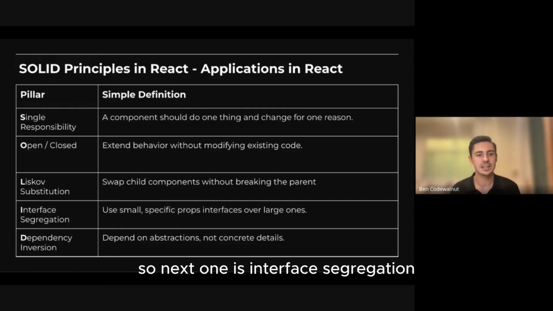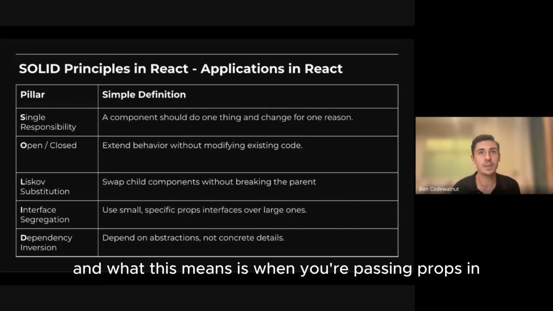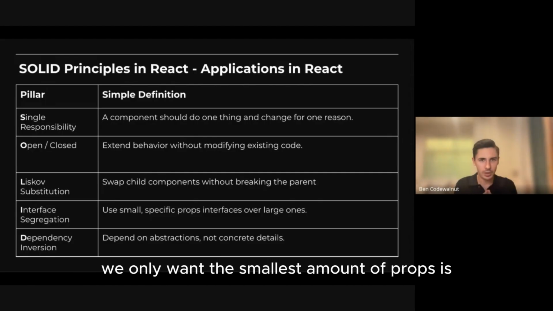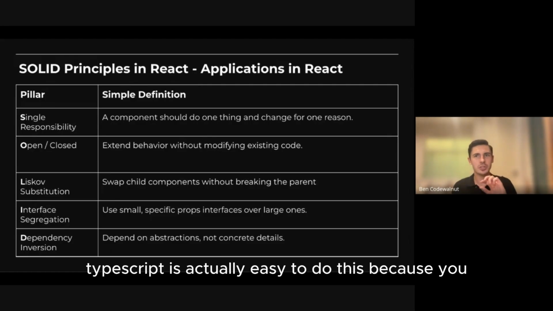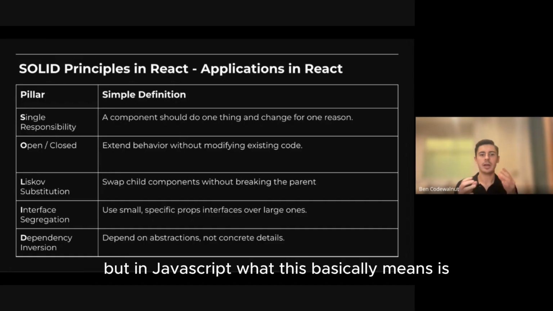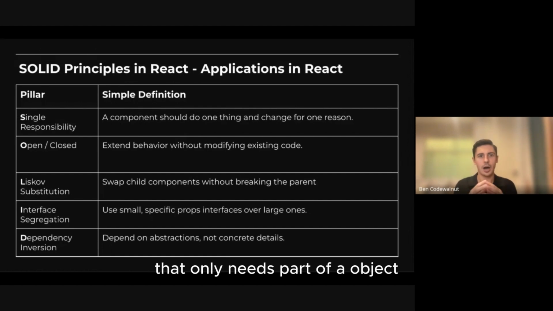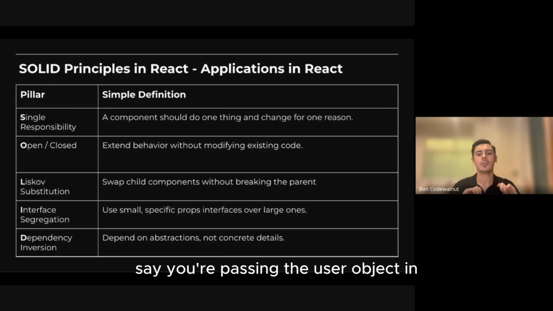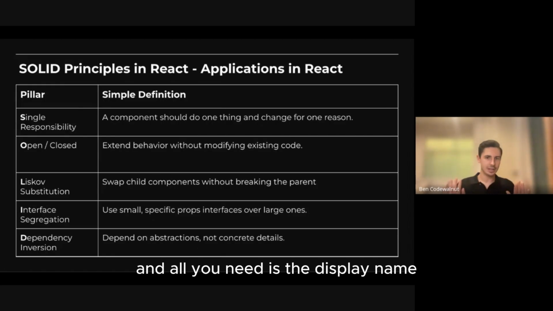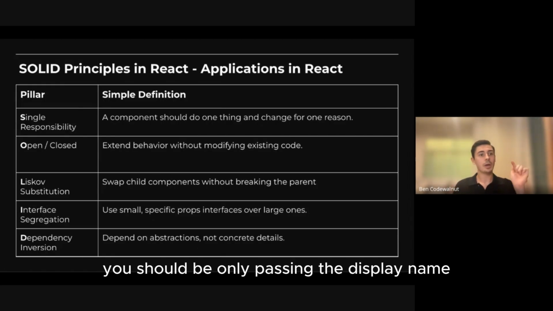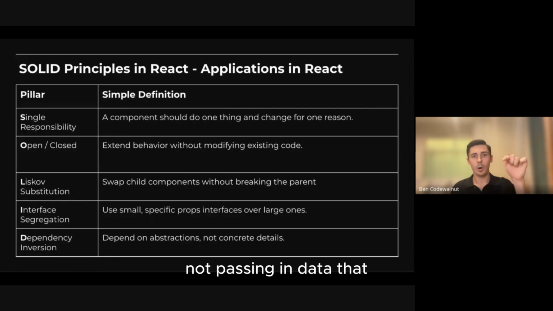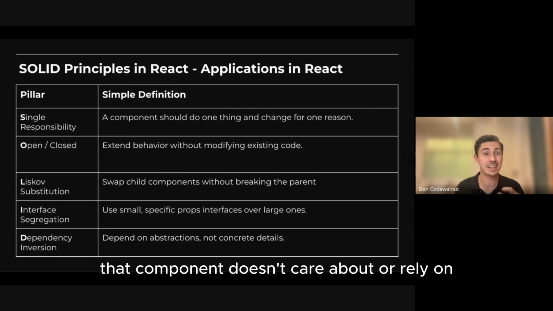So the next one is interface segregation. And what this means is when you're passing props in, we only want the smallest amount of props. With TypeScript, it's actually easy to do this because you can pull types out. But in JavaScript, what this basically means is if you have an interface that only needs part of an object that you're passing in, say you're passing the user object in and all you need is the display name, you should be only passing the display name, not passing in data that that component doesn't care about or rely on.